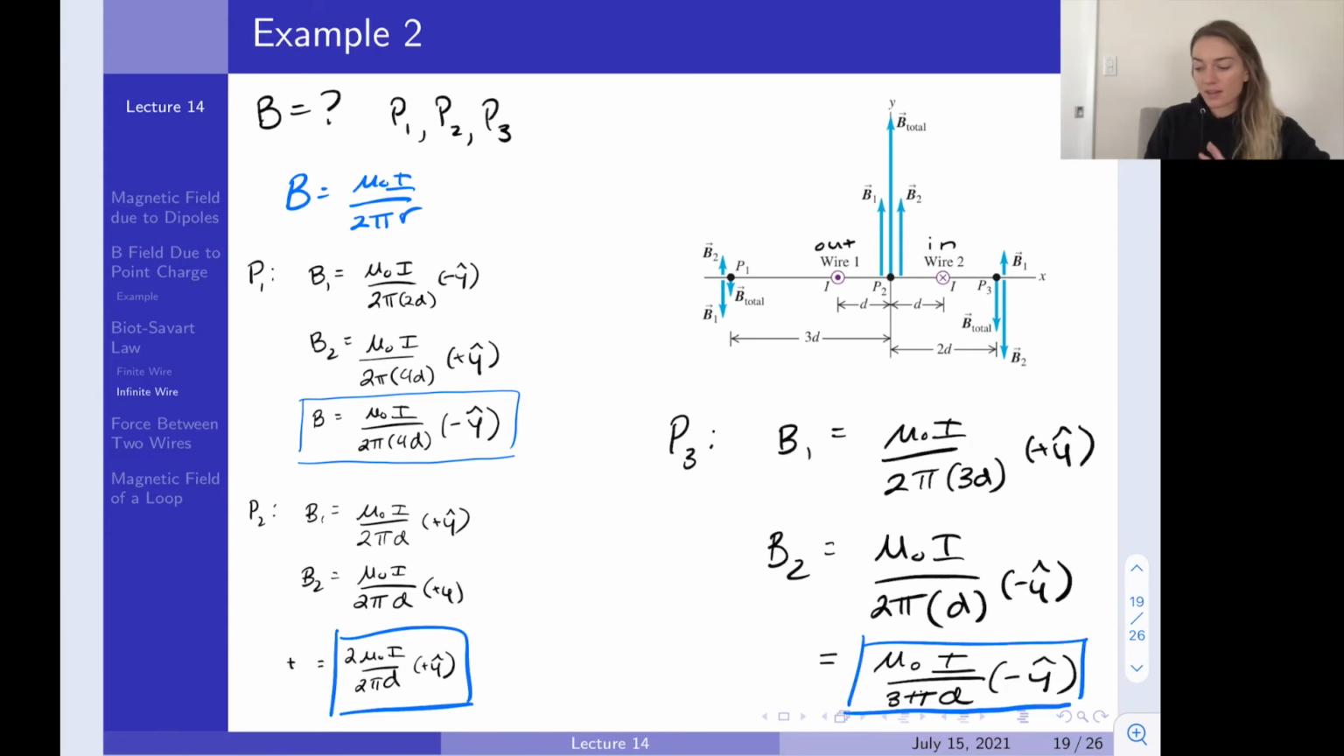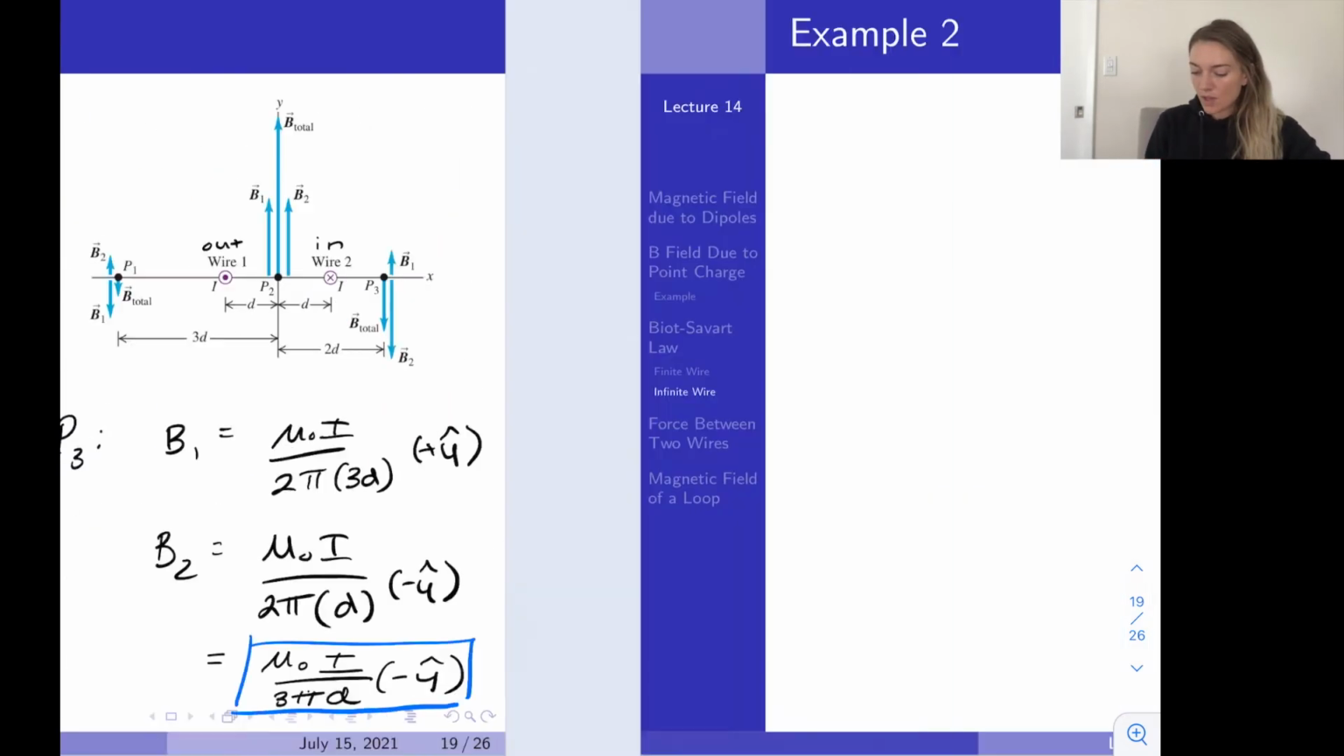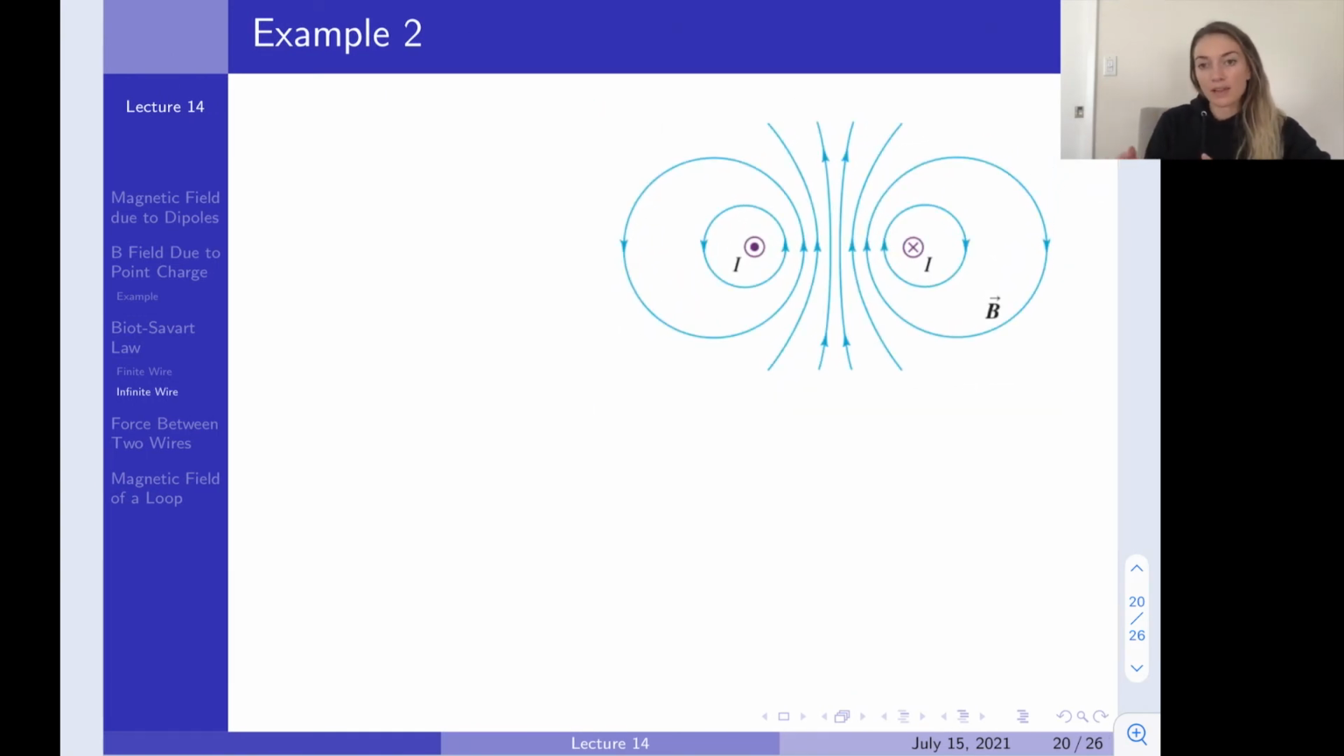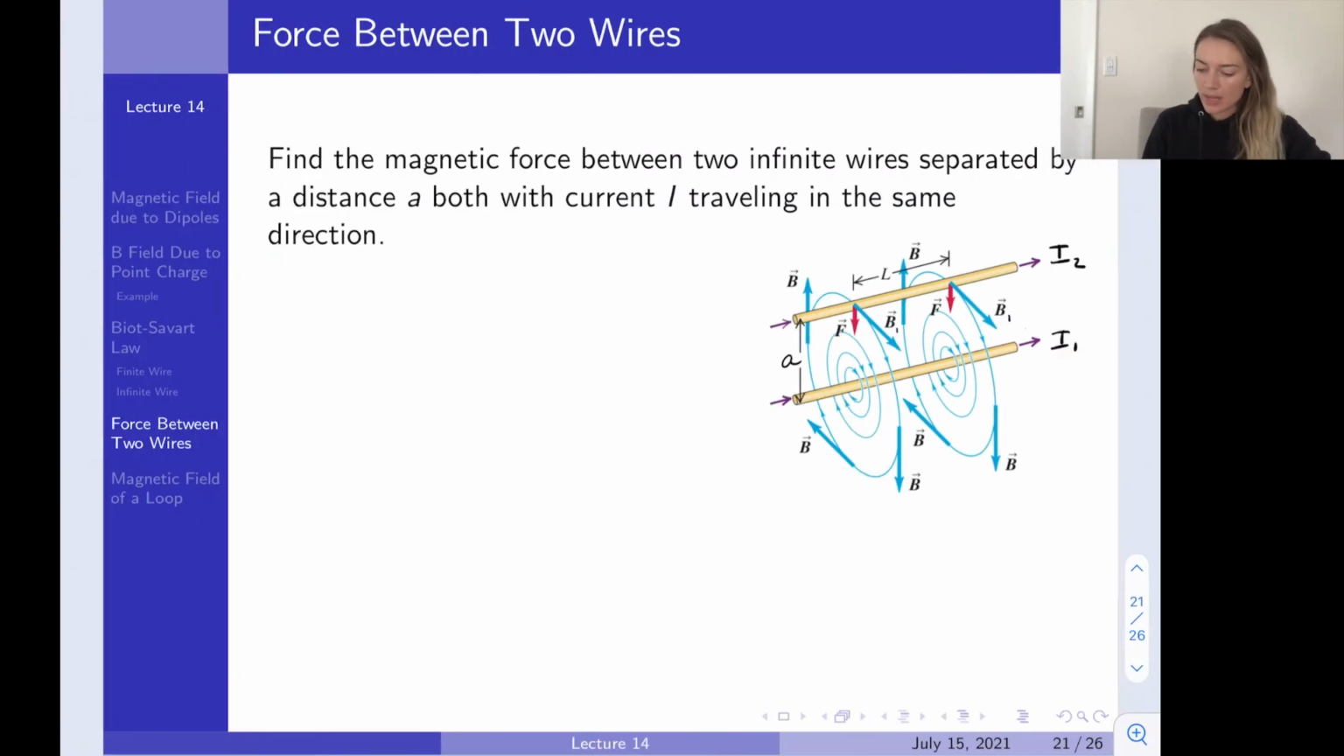Okay, so I know that the right-hand rule with this stuff can be very confusing, but really, just try it out and practice it a lot, and eventually you'll get the hang of it. Okay, and then if you plotted out the whole magnetic field for this setup, it would look sort of like a dipole. So it would look like this, as we saw in the beginning of the lecture. Okay, so now we're going to go on to the force between two wires. So we want to find the magnetic force between two infinite current carrying wires.